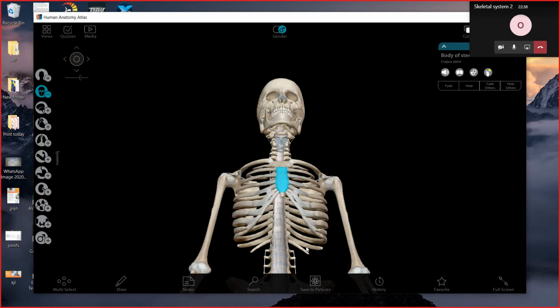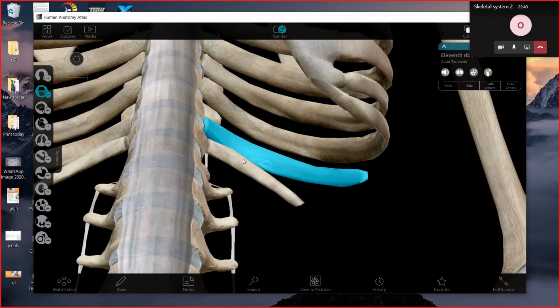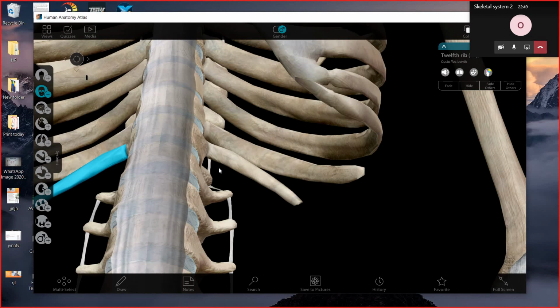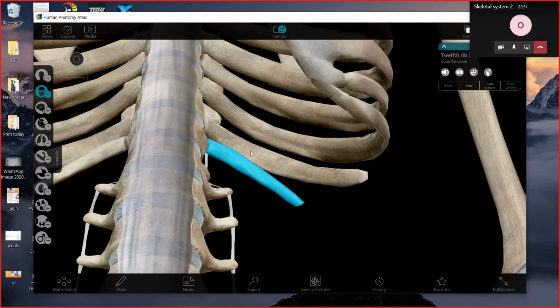If you can see here, there are 2 pairs of ribs, 2 for this side and 2 for the other side, that are just jointed or connected with the backbone and are not connected to the sternum. So these ribs are called floating ribs.